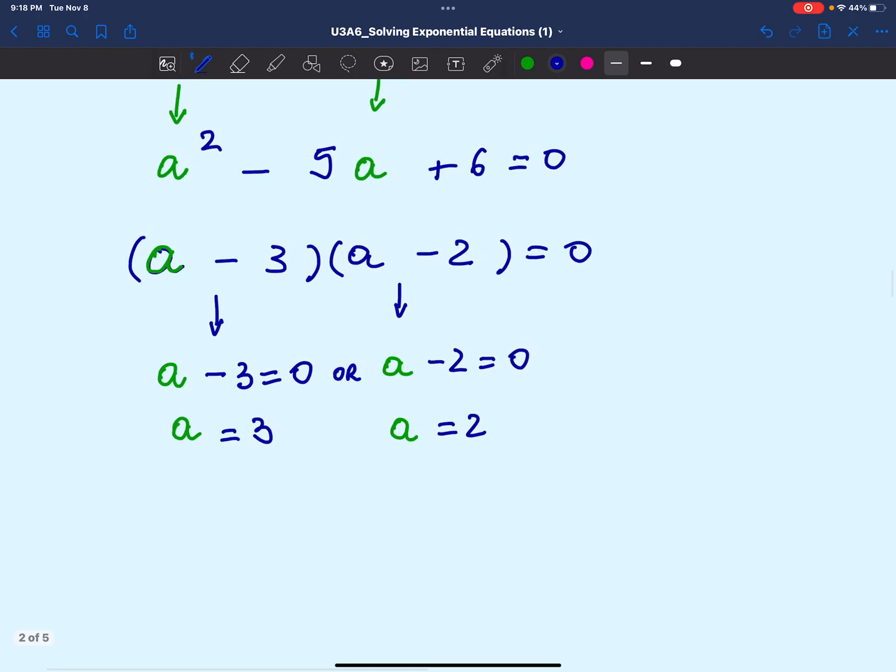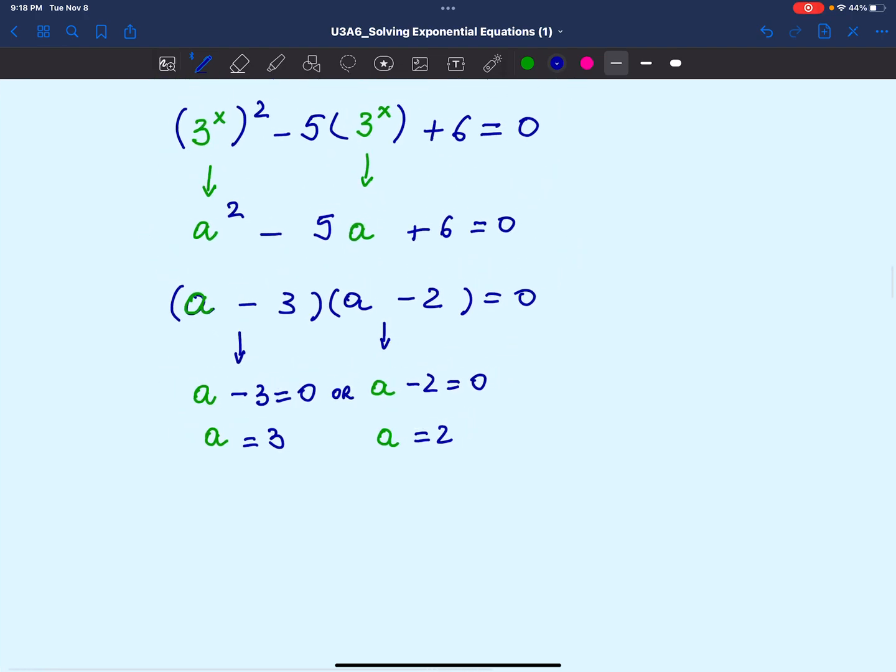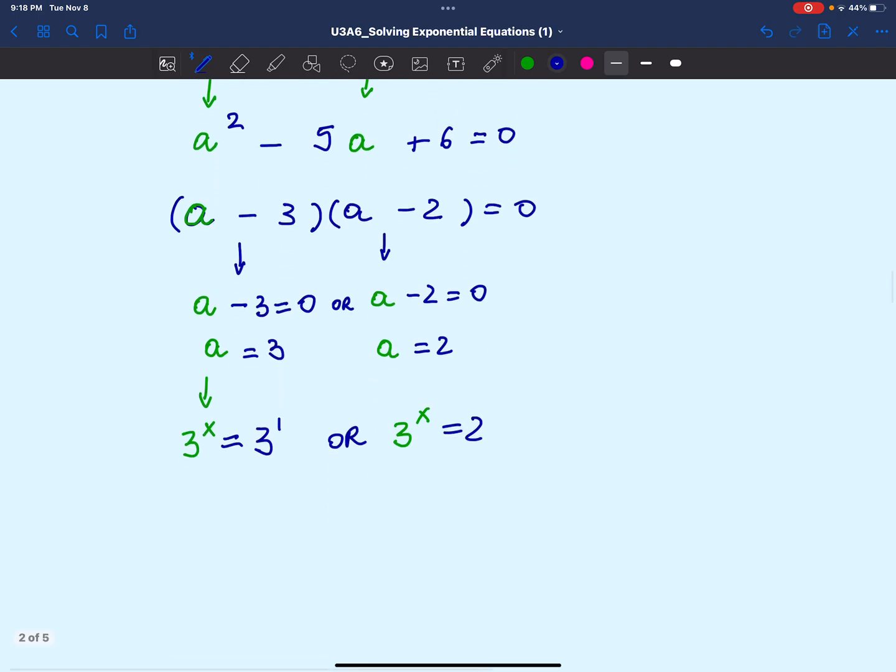So now we're going to solve for x. Remember that a represents 3 to the power of x. So we're going to say 3 to the power of x equals 3 to the power of 1, or 3 to the power of x would equal positive 2. In order to solve for x, we are going to compare the exponents. In this case, it's easier. So we're going to say that x equals 1.